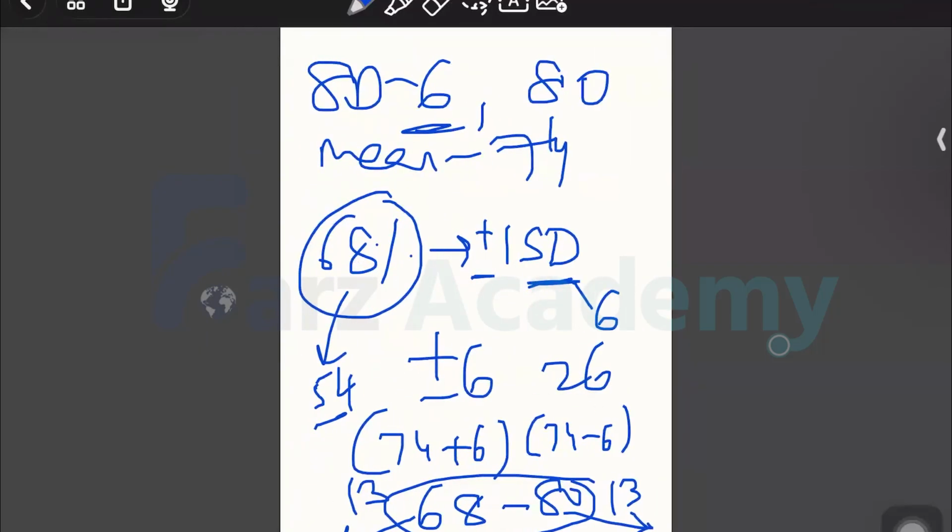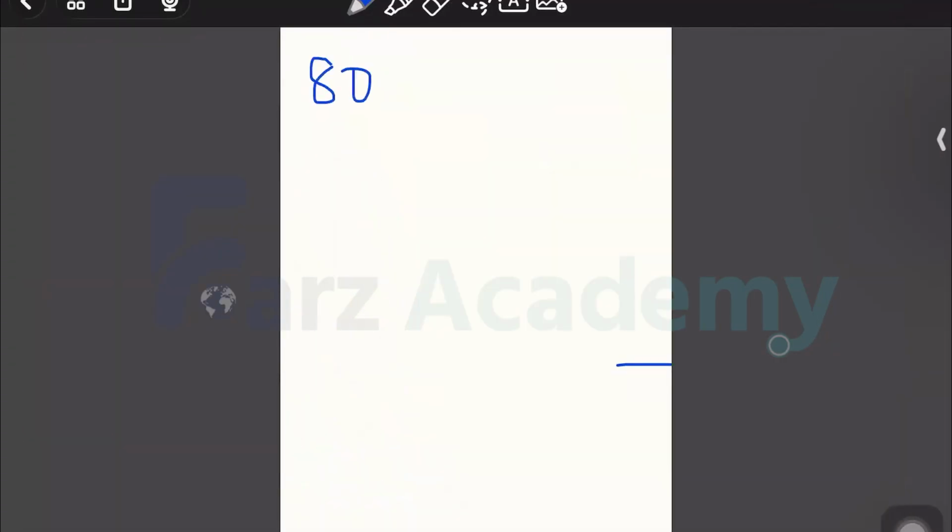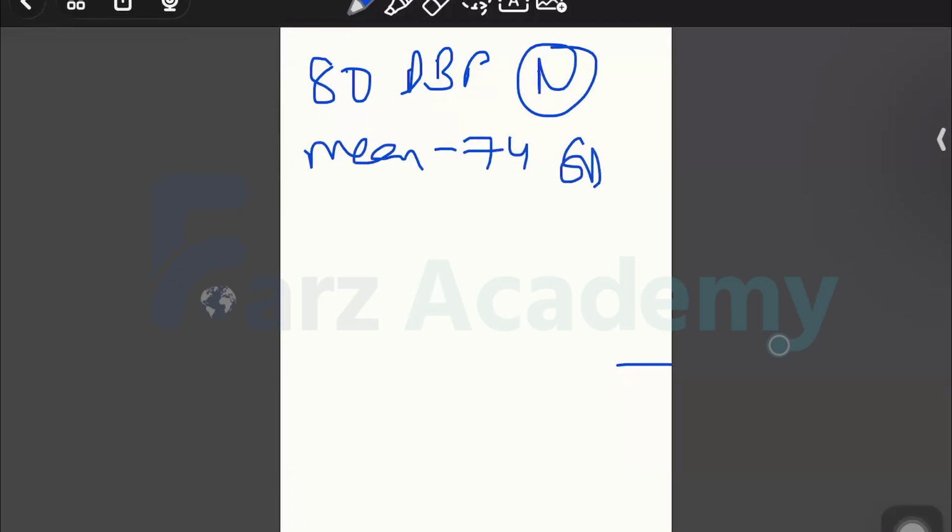So what was the question? 80 subjects, they were measuring diastolic blood pressure, right? It was normally distributed with a mean of 74 and standard deviation of 6. Now we know in a normal distribution, Gaussian distribution, 68% of the population values are going to lie within one standard deviation, right? 95% is going to lie within 2 standard deviations and 99.7% is going to lie within 3 standard deviations of the mean. That means plus minus together.